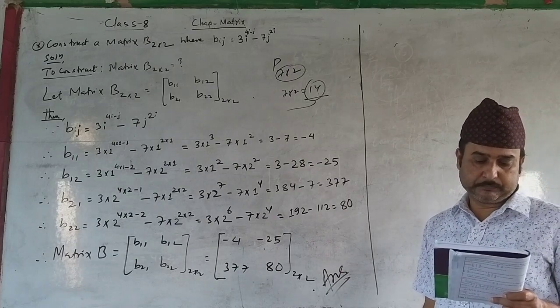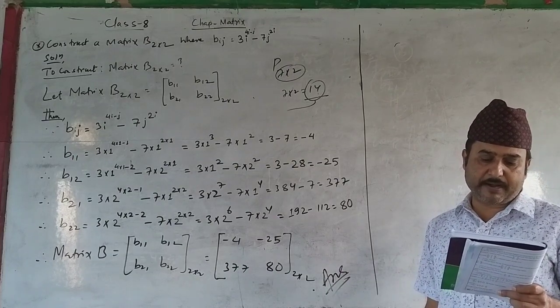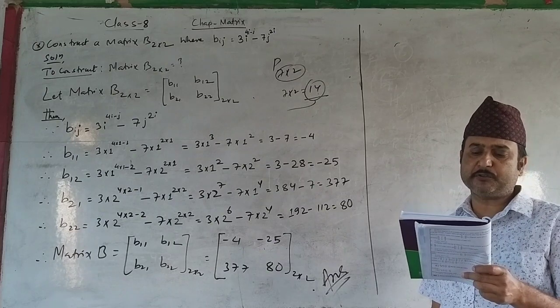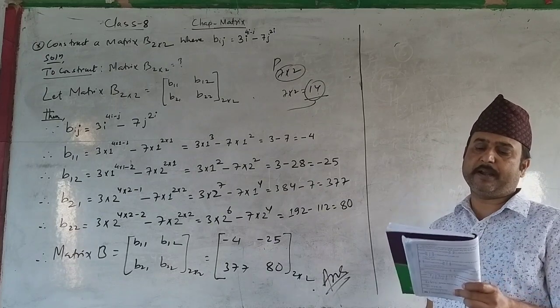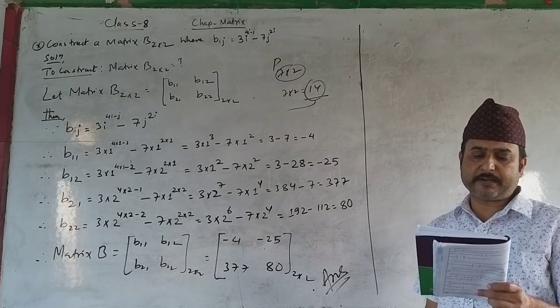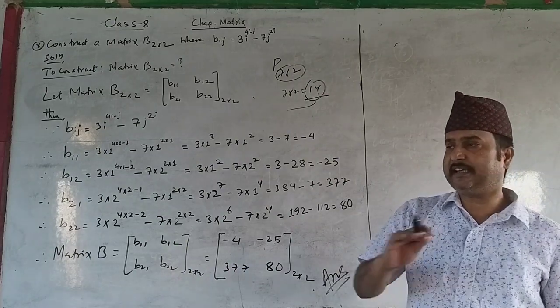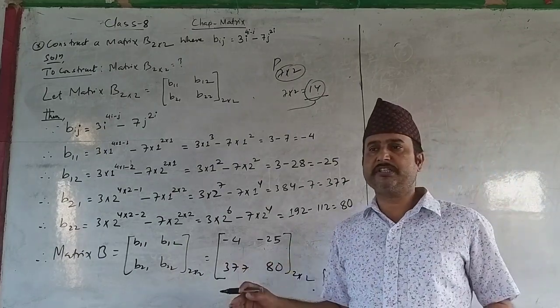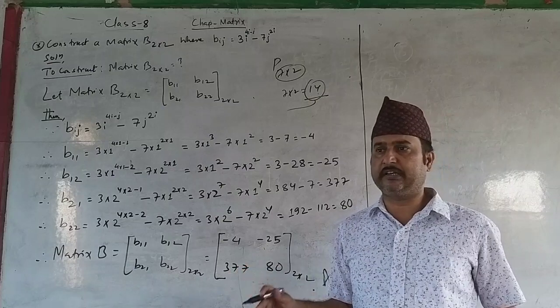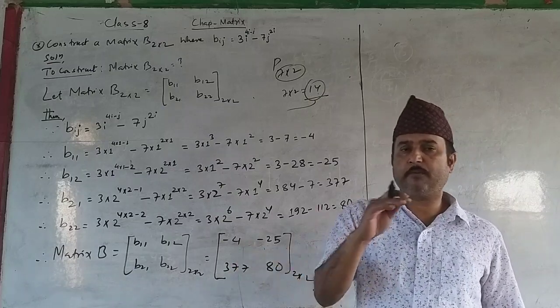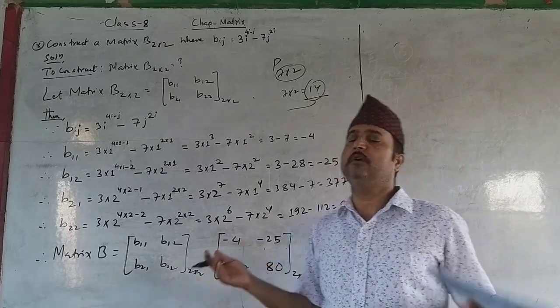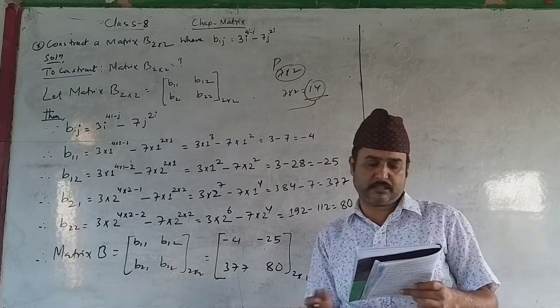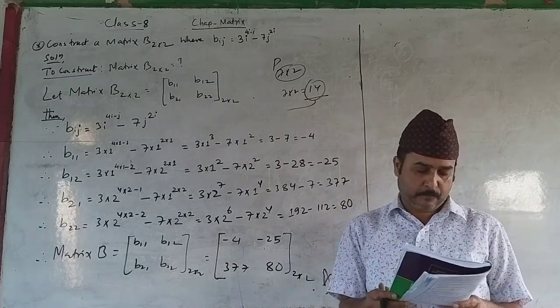Question number 4. Write the orders of the following matrix. They have asked you to write the orders of the given matrix. To write the order, you need to see how many rows it contains and how many columns it contains. So you count the number of rows and the number of columns. The number of rows followed by the number of columns gives you the order of the matrix. Finished. Go for next.